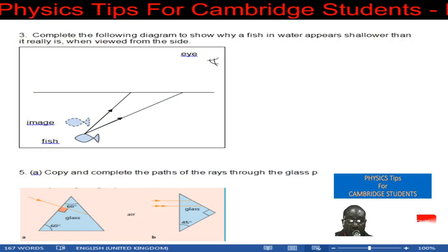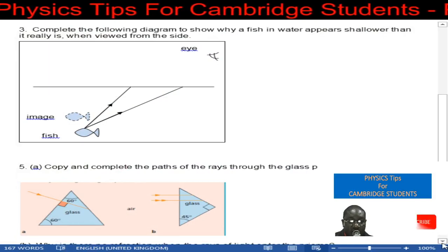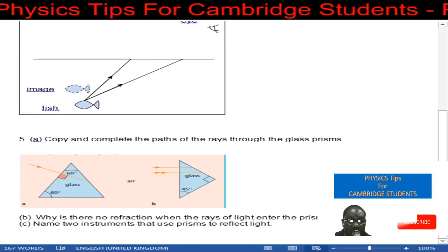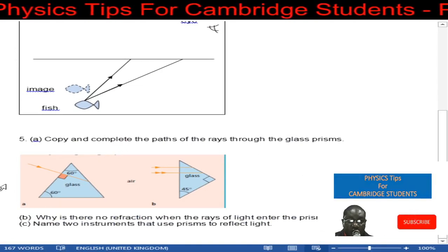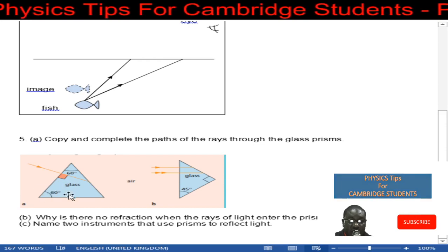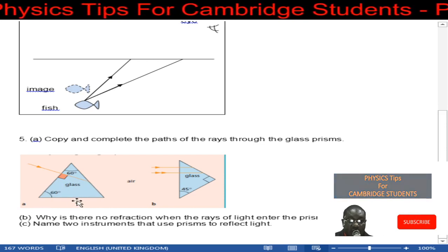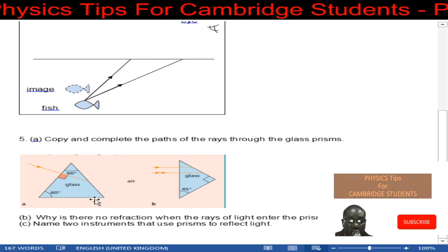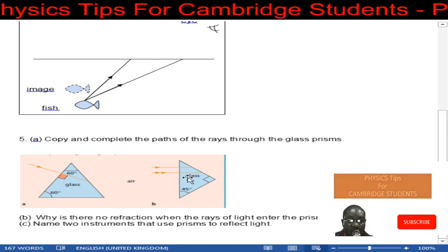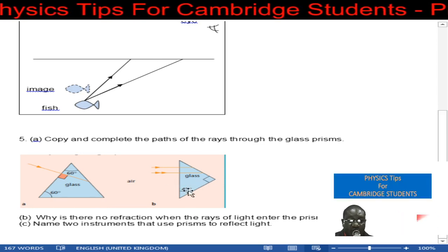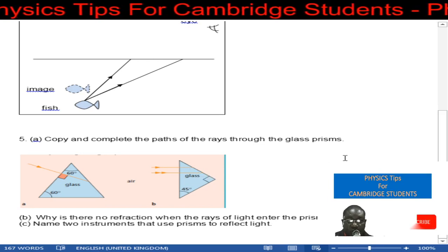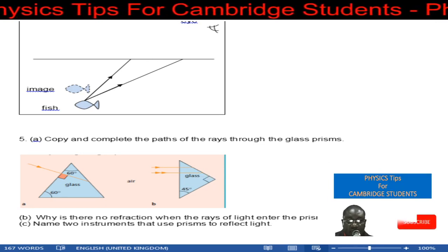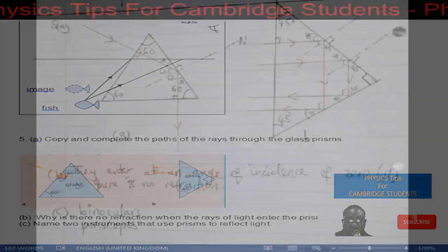Then lastly, number 5. Number 5 says copy and complete the paths of the rays through the glass prisms. So first of all, you've got this glass prism which is made of an equilateral triangle, so 60 degrees on each corner, and then we've got one which is 45 degrees and 90 degrees. Right, so I think I worked this one out again. So it's going to be like that.